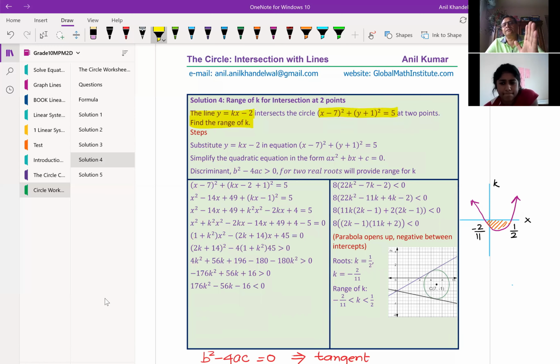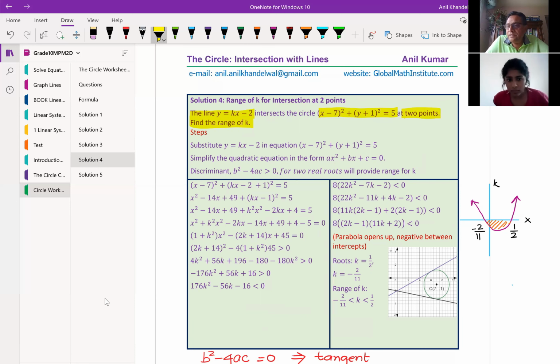We want to find the range of k for different reasons. In this case, we want it for 2 points. Sometimes it's 0 points, no points. So the idea here is to find the value of k when it's tangential.